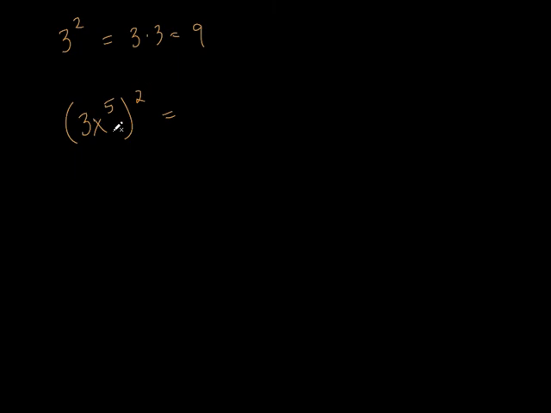So that means I have to square everything inside that parentheses. Would you agree? So I have to square 3. So 3 squared. We can do that in our head. What's that? We just did it. It's 9. But then I have to take x to the 5th, and I have to square that.